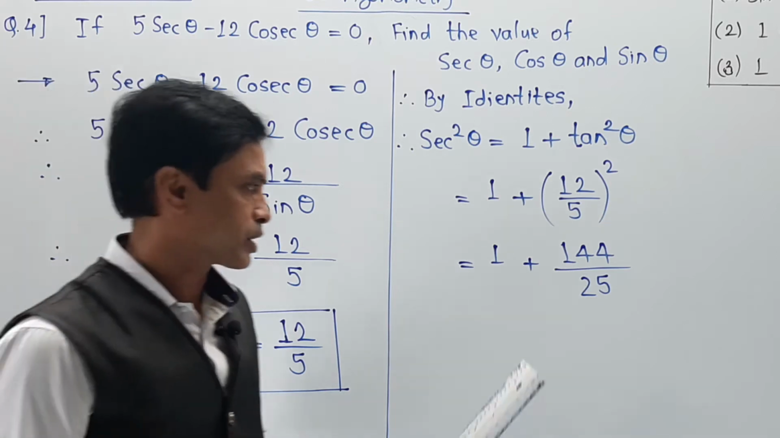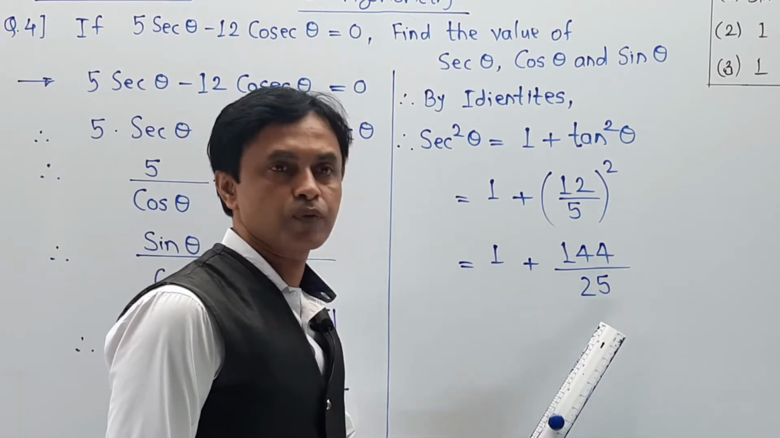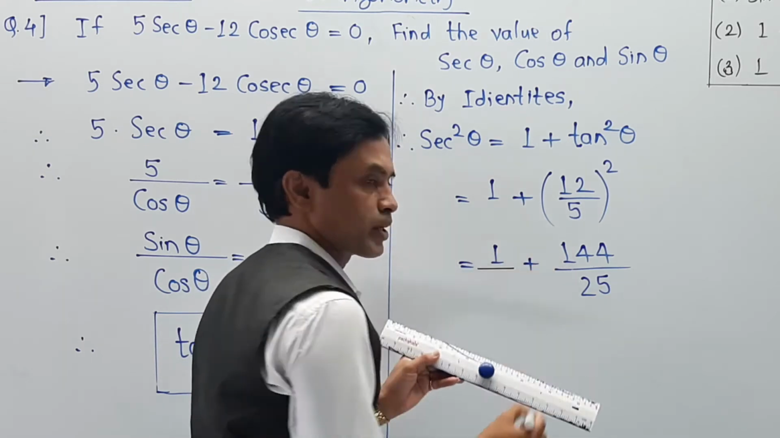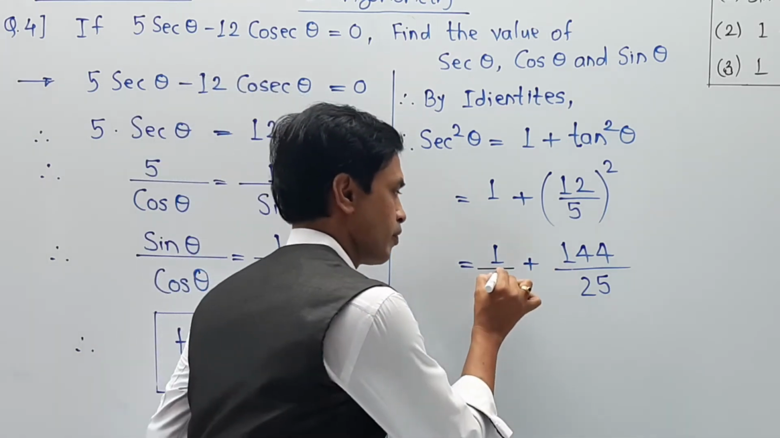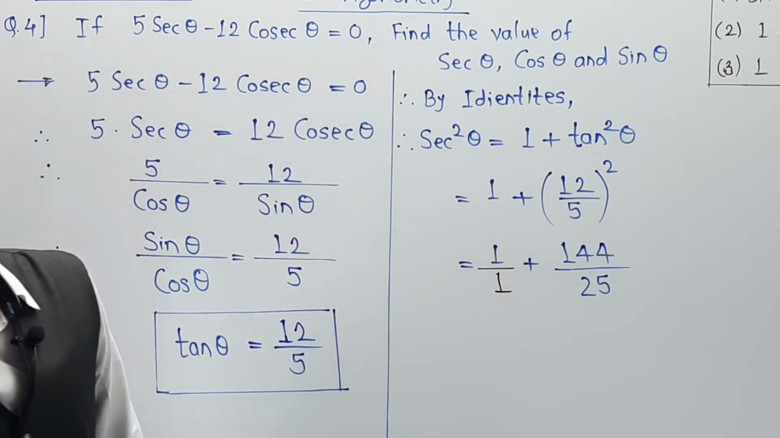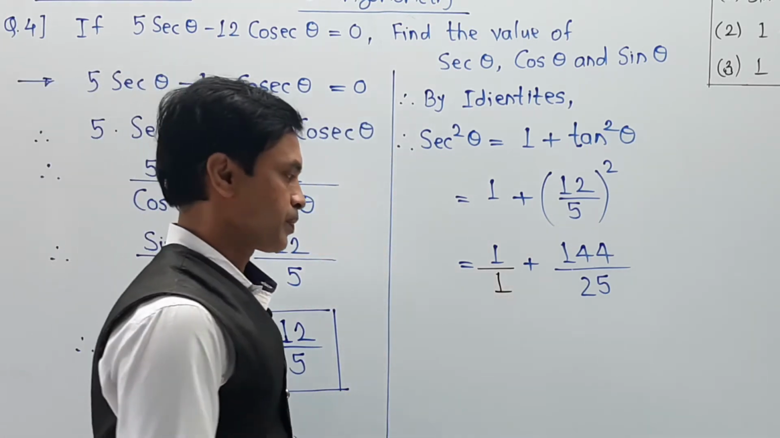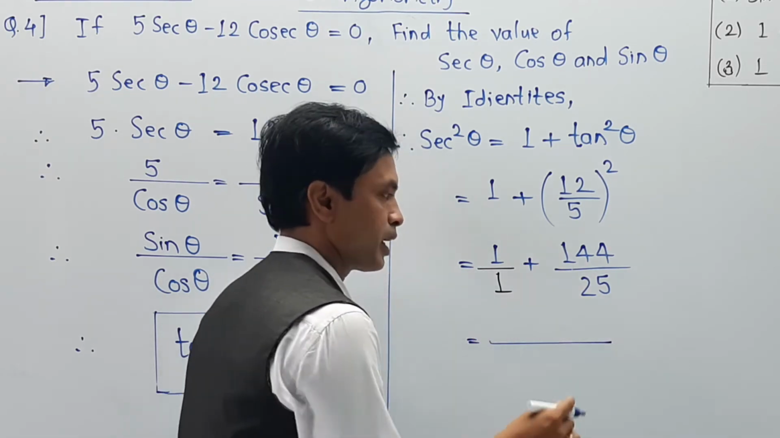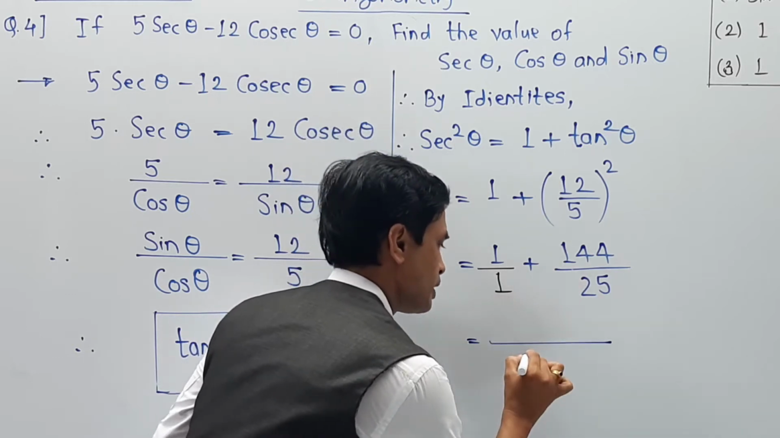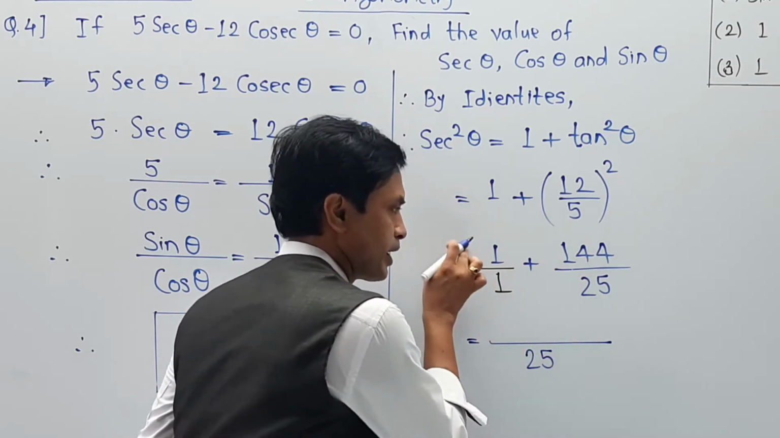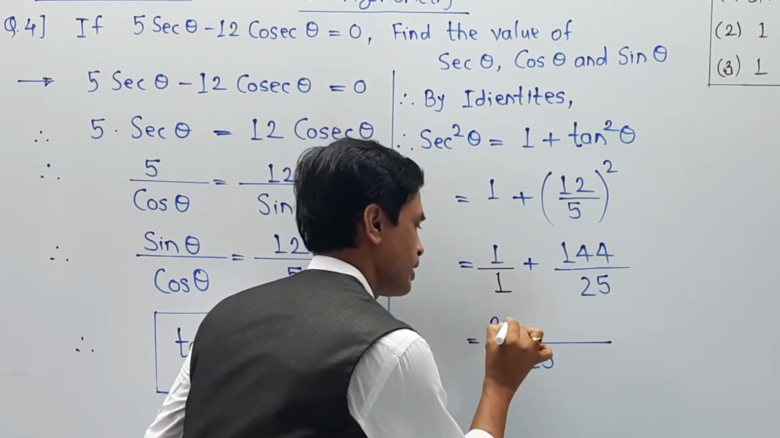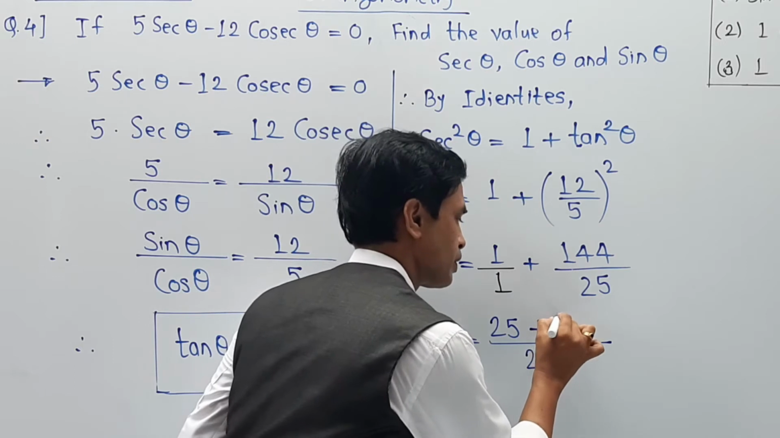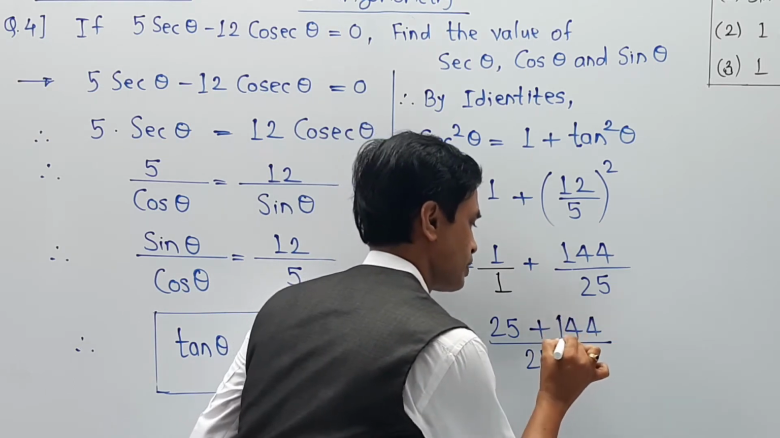Now for the next step you have to add this 1 with this 144 divided by 25. I am making a slight modification: instead of 1, I am writing 1 upon 1, so that I can move to the next calculation. Now 25 into 1 is 25, and the middle sign is plus, and 1 into 144 becomes 144.